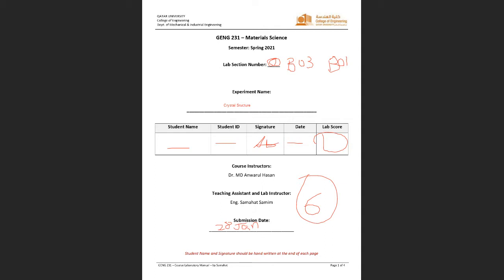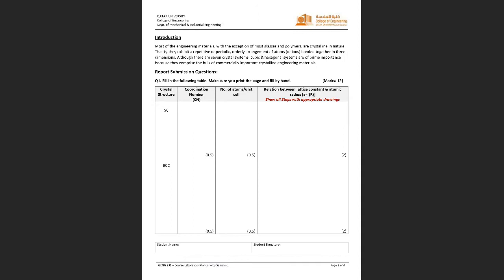Let me finish, guys, and then you can ask questions. Thank you. Student name and signature should be handwritten at the end of each page. Remember, at the end of each page, you should write your student name and signature. So let's see, where is it? Let's go to the next page.